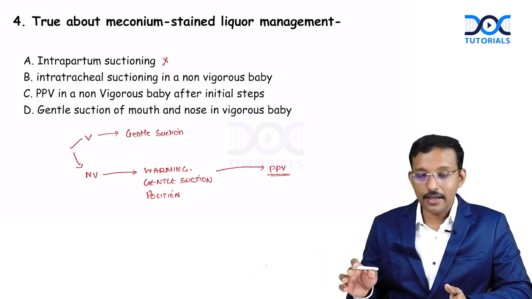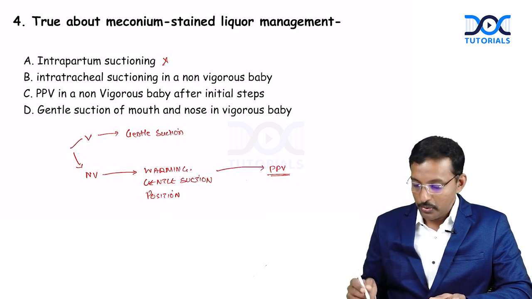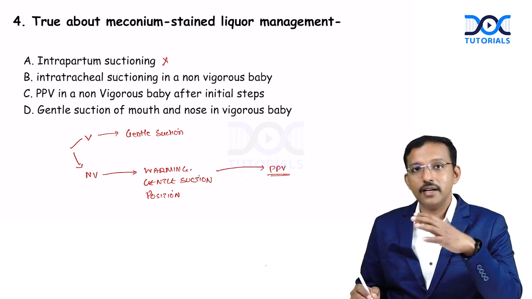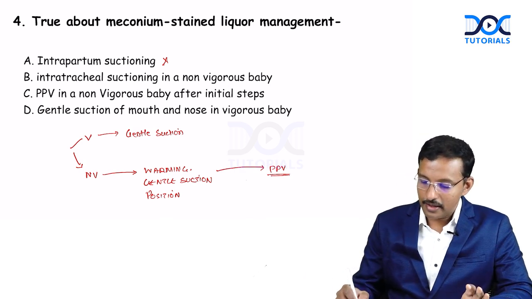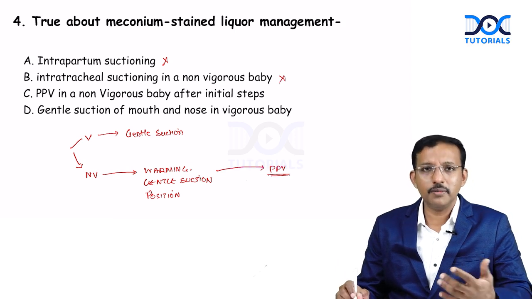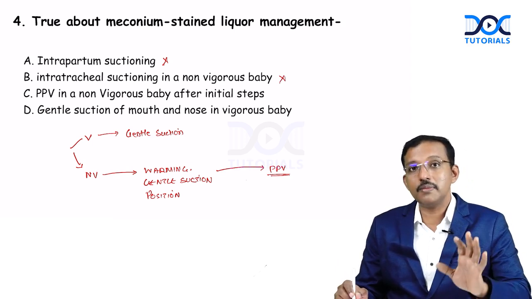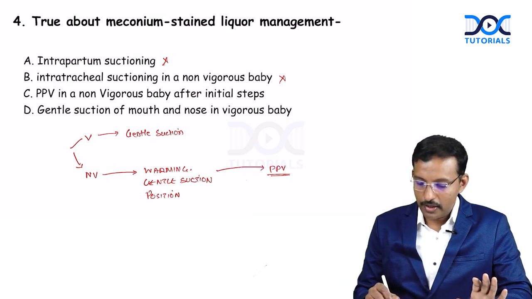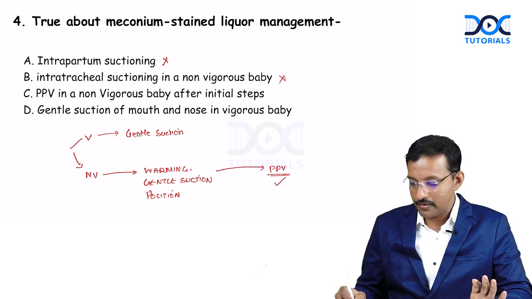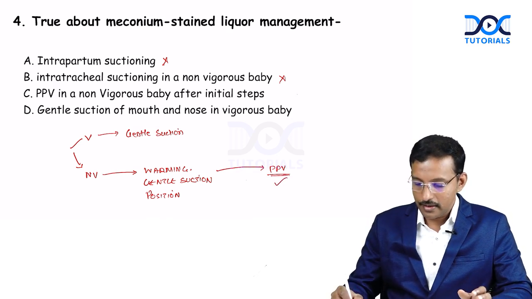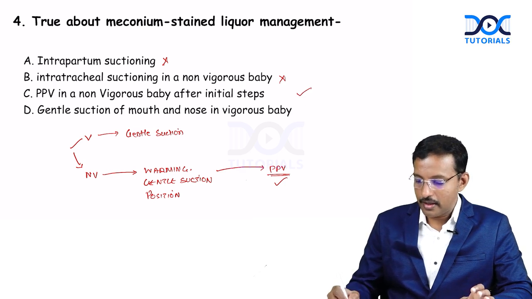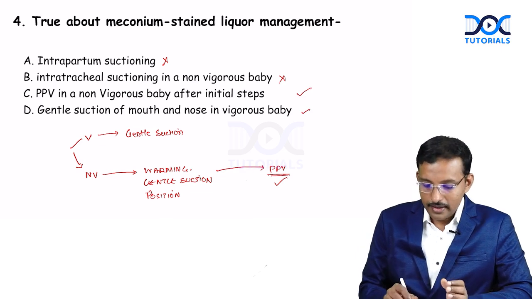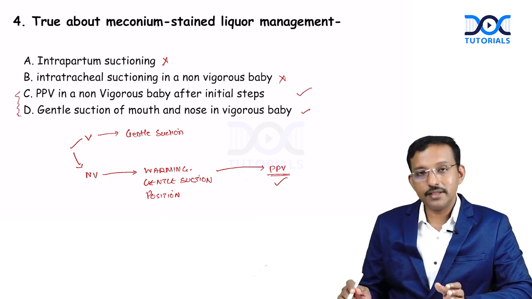Intratracheal suctioning, you may think that since it's meconium aspiration, it has gone down into the trachea, do we do intratracheal suctioning? No. Intratracheal suctioning in a non-vigorous or a vigorous baby, no question. In a non-vigorous baby also, deep suctioning is totally out. And positive pressure ventilation on a non-vigorous baby after the initial steps is considered to be okay. And gentle suctioning of the mouth in a vigorous baby. So this is probably a multiple answer question. In that you can go with C and D, where both these options are correct.